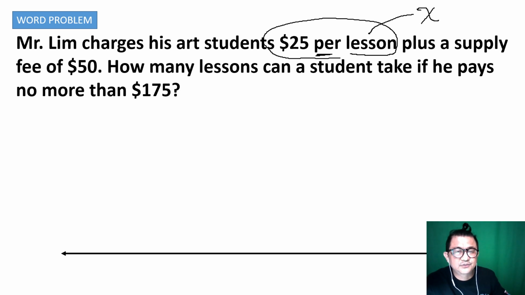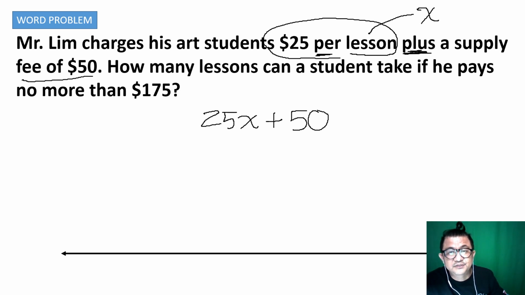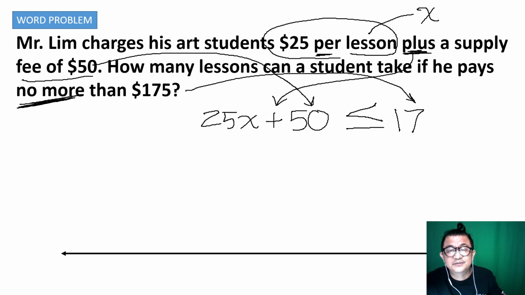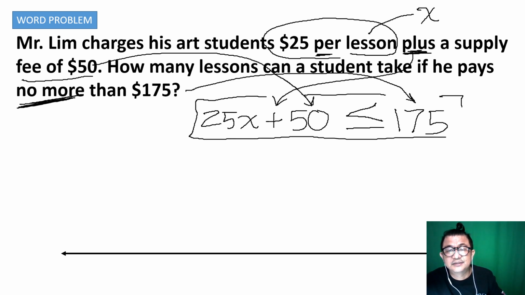Okay, so I write 25x. What else? They will also pay what? $50 supply. That's the $50. The word plus makes it so obvious. So the $50 supply is that one. Okay. How many lessons can he take if he pays no more than, if it cannot be more than, it should be less than or equal. By how much? $175. So that's my inequality. Just by writing that, you'll get a point.